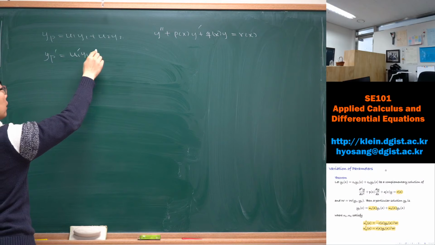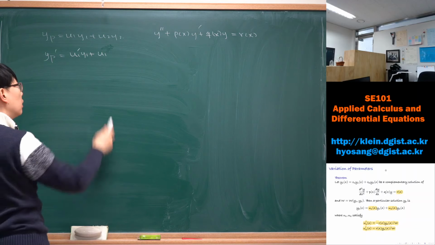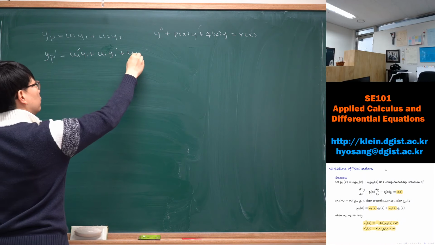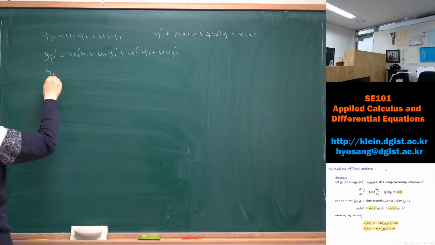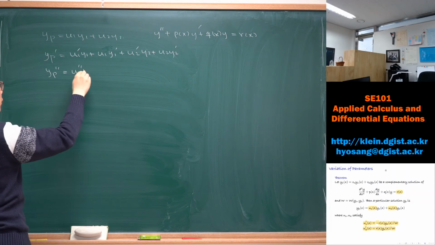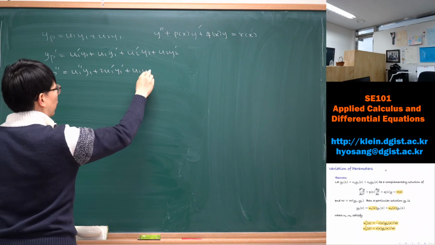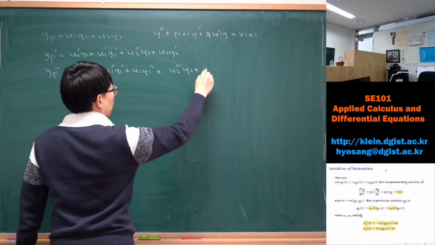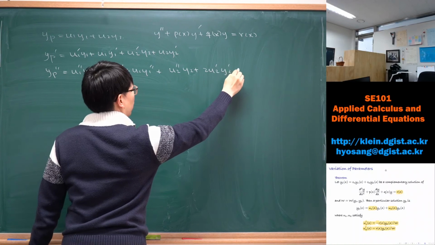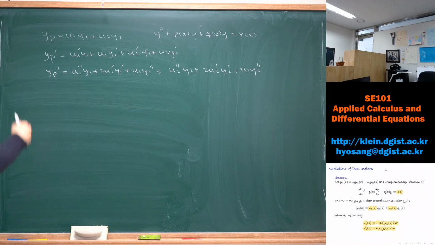We have y' = u1' y1 + u1 y1' + u2' y2 + u2 y2'. And the second derivative is u1'' y1 + 2u1' y1' + u1 y1'', and the same thing here, u2'' y2 + 2u2' y2' + u2 y2''. And let's plug into the differential equation.